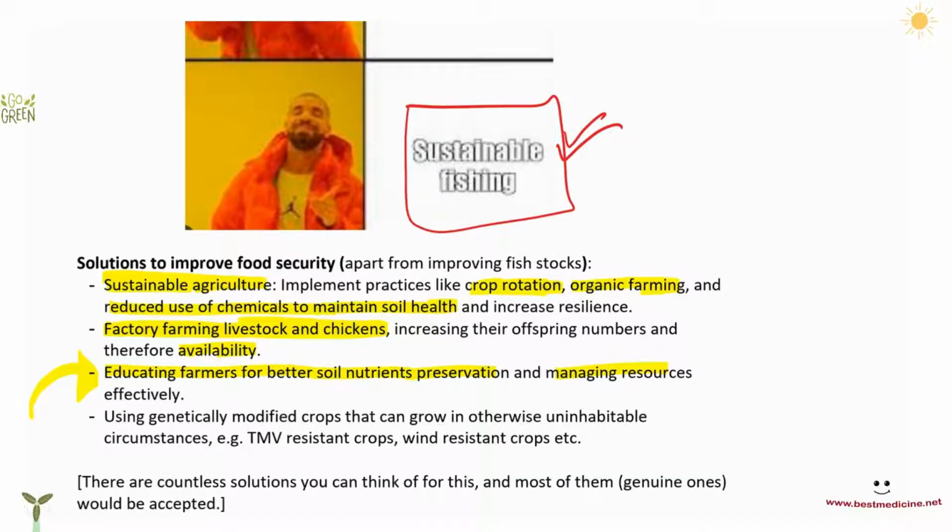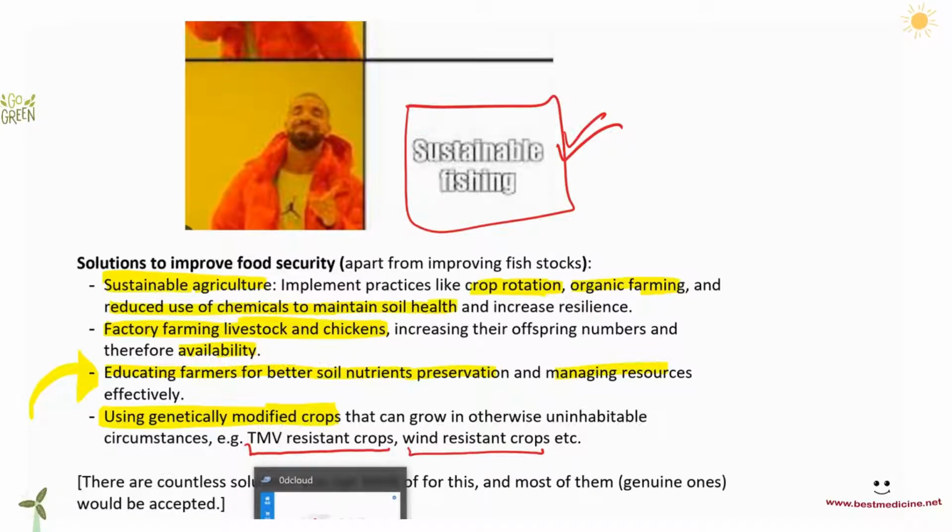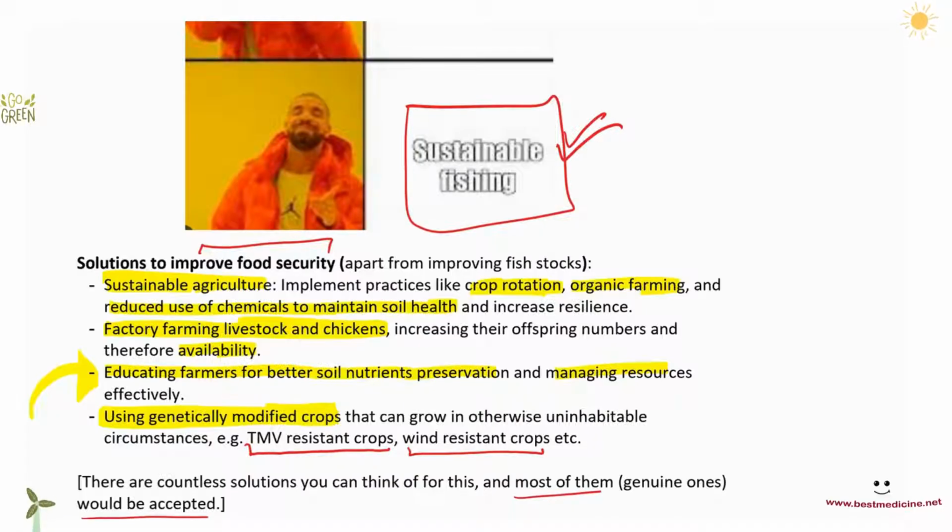Using genetically modified crops. Now, genetically modified crops, remember we've done this in biotechnology and genetic engineering, have advantages. For example, they have a higher yield. They are resistant to certain diseases, for example, TMB resistant crops or wind resistant crops and so on. So there are countless solutions that you can think of with your own head as well, and most of them would be accepted, right? Genuine ones.